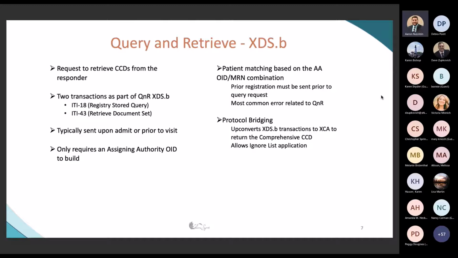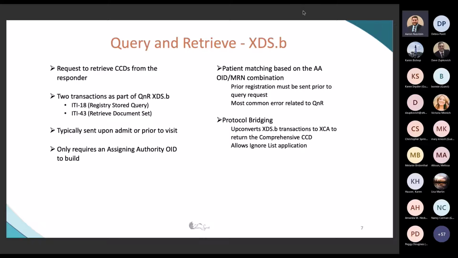18, essentially saying, hey, we have a patient with this ID. Do you have that patient available, and are there any documents? And we will either say, yes, we have that patient available, and here is the available documents list, or we will say that that patient either does not exist or that patient does not have any available data to be queried back.